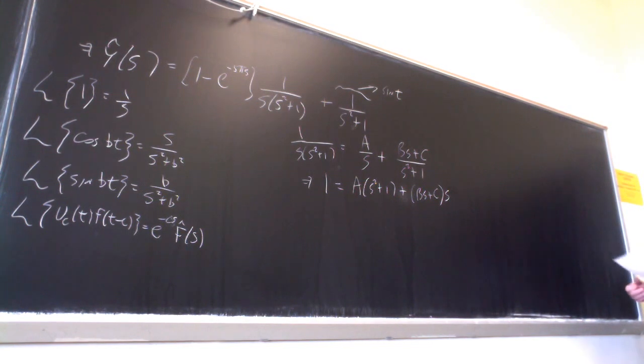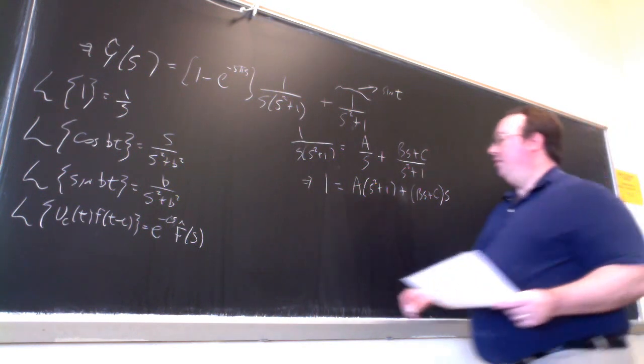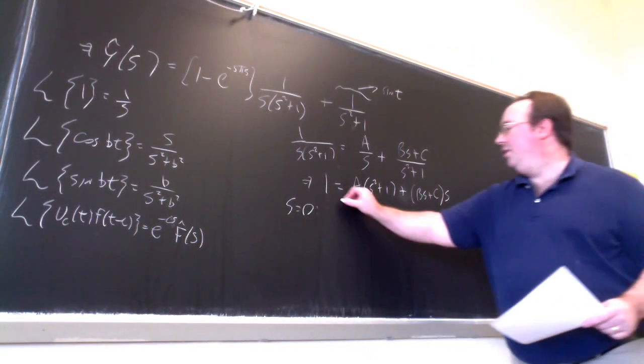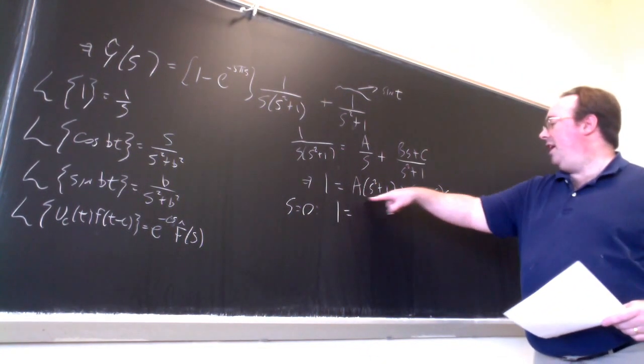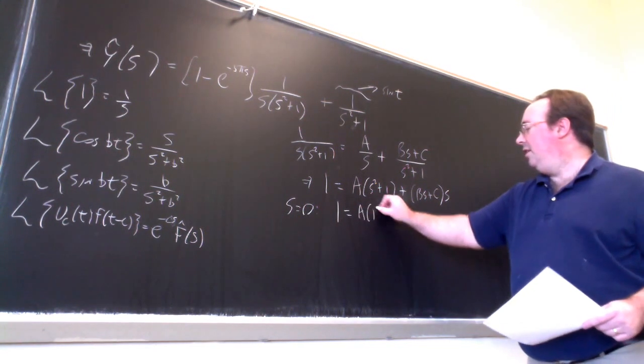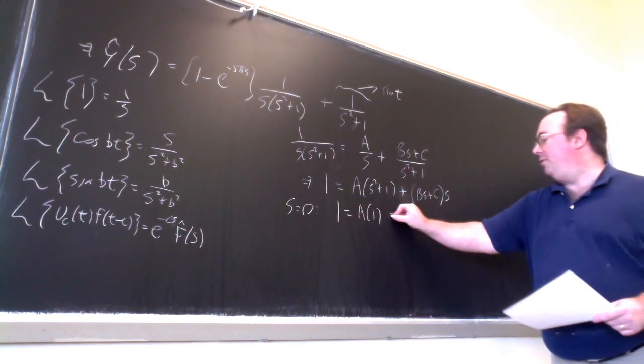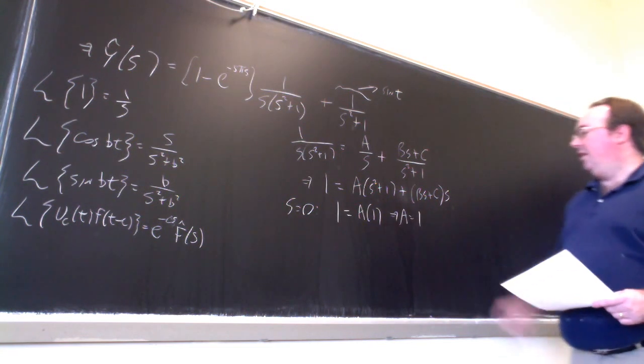Now, in this case, there isn't really any convenient value of s that you could substitute. Maybe 0. That actually would help. So if you set s equals 0, then you get 1 equals a times 1, and then this whole term is going to go away. So at least that reveals what a is. All right, so a is 1.